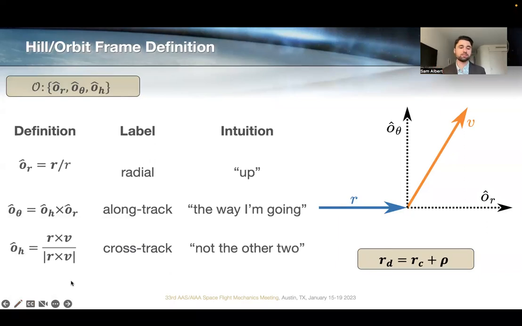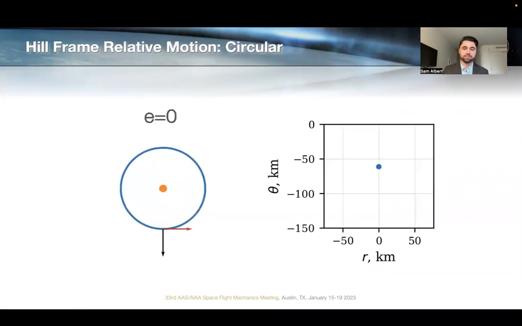I can only speak for myself, but the intuition that I think of when I hear these labels is I think of radial as being up. I think of along track as being more or less the direction that I'm going. And then I know that out of plane, the cross track is some direction not in the other two directions. And if you're on a circular orbit, this works extremely well.